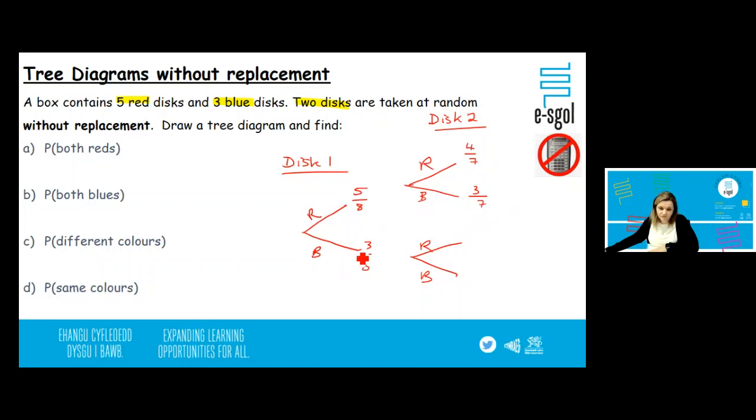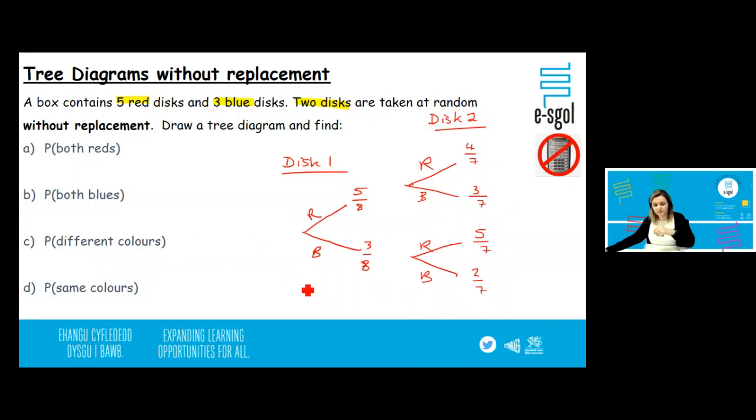So if you've removed the blue, okay, you're now following that path. So 3 out of 8 for the blue originally means there were still 5 red discs in there, but only 7 left in total. And if you've removed the blue already, there's now 2 out of 7. Again, check they add up to 1. They do, so I'm happy that that tree diagram is fine. Okay, so that's the first part of the question.